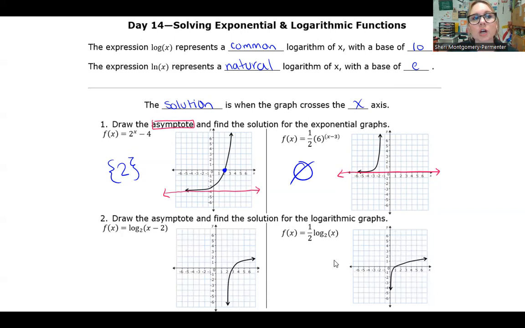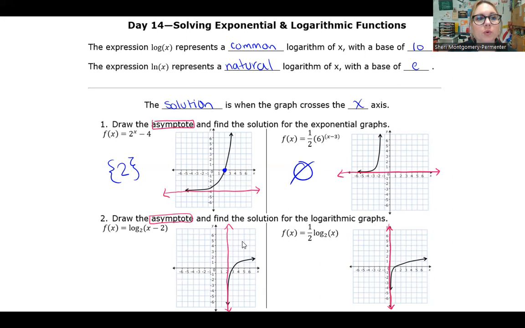The next two questions are logarithmic questions, so these graphs are different. Exponential graphs have a horizontal asymptote, and logarithmic graphs will have a vertical asymptote. So for these, I'm going to first sketch on my asymptotes. Again, I have to put my asymptote, and for these, they will be a vertical line. I'm going to sketch on my vertical line for the last one. But the answer is still the same. The answer is still, where does the graph cross the x-axis?